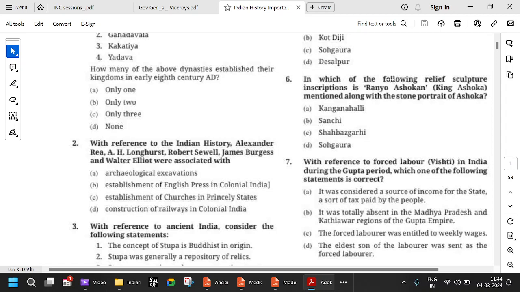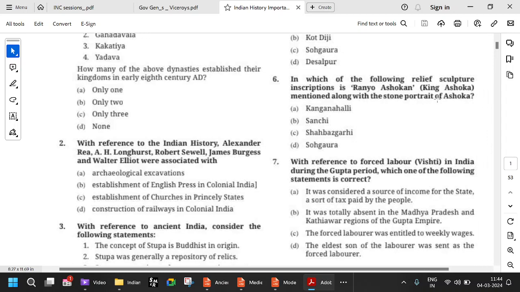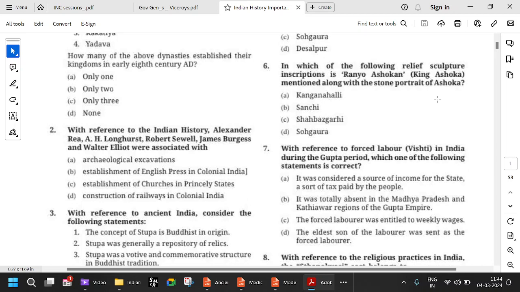Okay, so remember, in general India, it is mostly in Prakrit with Brahmi script. All these things are important. So Kanganahalli, Sohagaura is related to Mauryan times in Uttar Pradesh, right? Sanchi Stupa and Bharhut Stupa, all these stupas related to Buddhism, are also famous. And at Kanganahalli, you have this inscription which says Raniyo Ashoka, King Ashoka, mentioned with the stone portrait of Ashoka. Okay, this is important. Remember Kanganahalli.